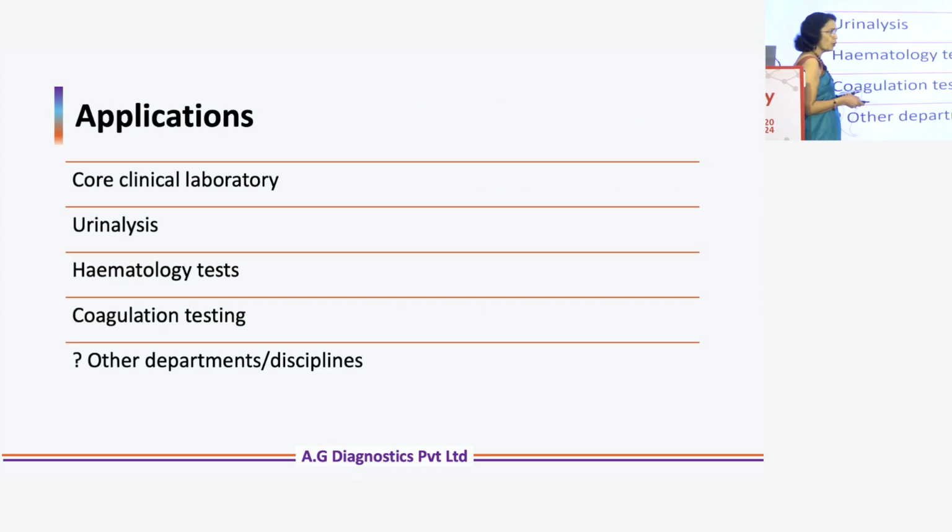So applications so far in my lab and in other labs also are in core clinical chemistry, urine analysis, hematology. Now I have seen reports where they have been able to apply this to coagulation testing, to other departments also. Now obviously a micro report or a histopath report which has a lot of interpretation cannot be subjected to auto verification. But there are certain reports which are giving their experiences in various departments and disciplines.